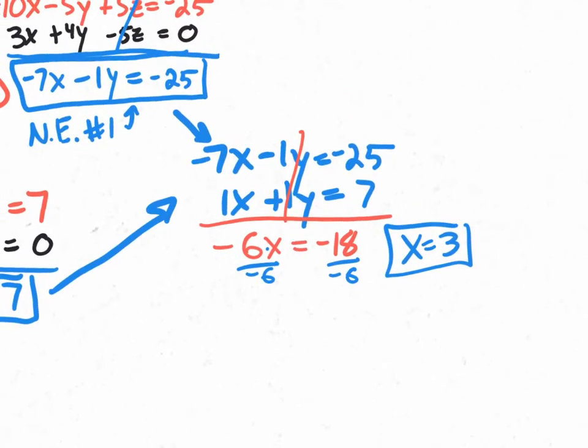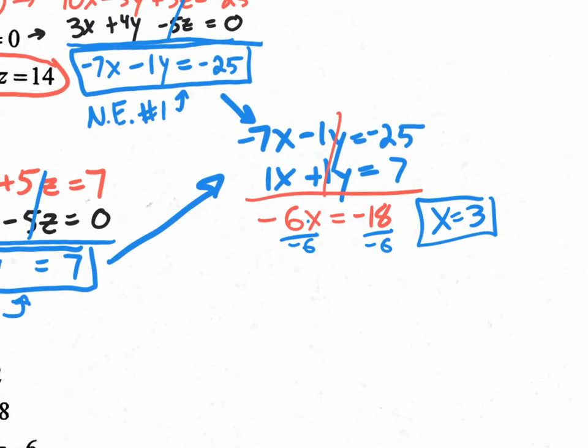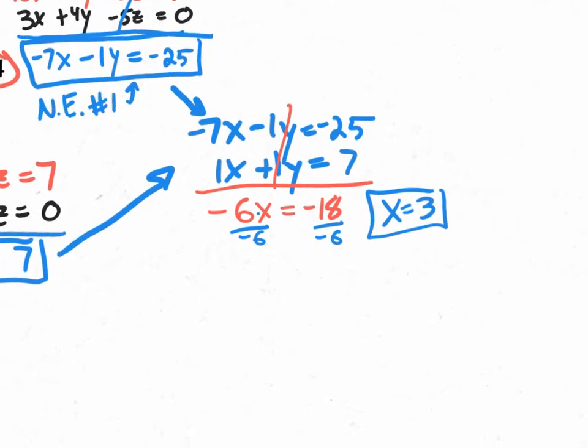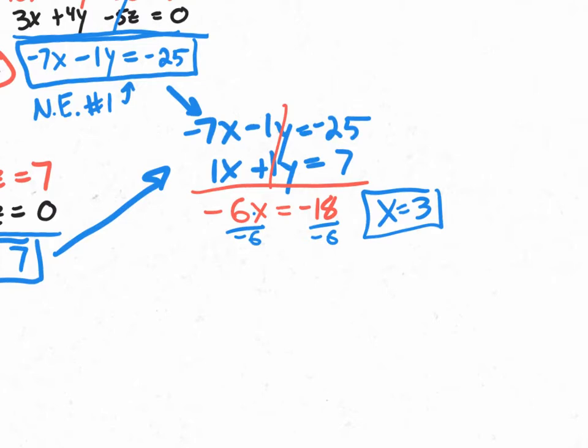I'm going to plug it back in to any one of my 2x2 system equations. So do we want to go with the top one or the bottom one? Bottom's definitely easier because it's just x plus y equals 7. So let me get that bottom one and rewrite it. Instead of x plus y, I want to put parentheses plus y equals 7.